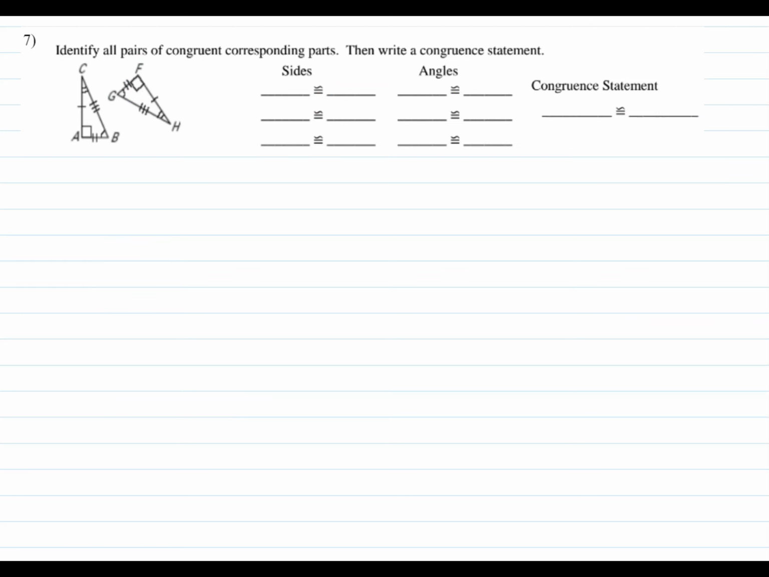Number 7, identify all pairs of congruent corresponding parts. Then write a congruent statement. Let's start with the sides. Side AC has a single tick mark. If we go to the other triangle, that's going to be corresponding to side FH. So side AC is congruent to side FH.